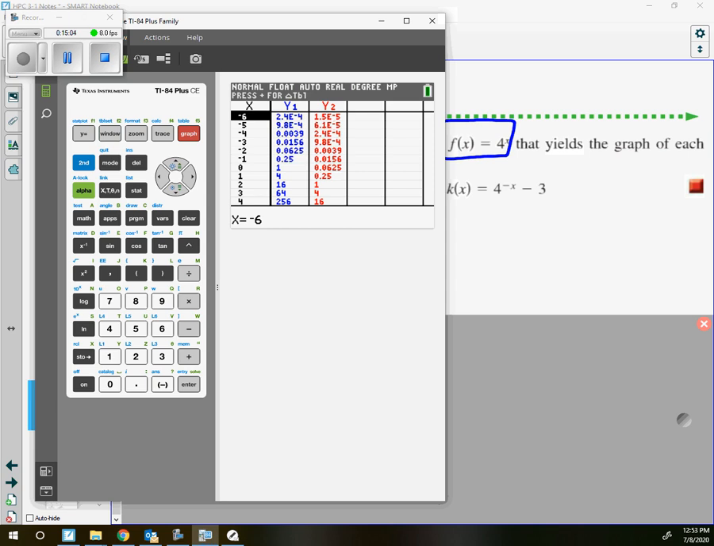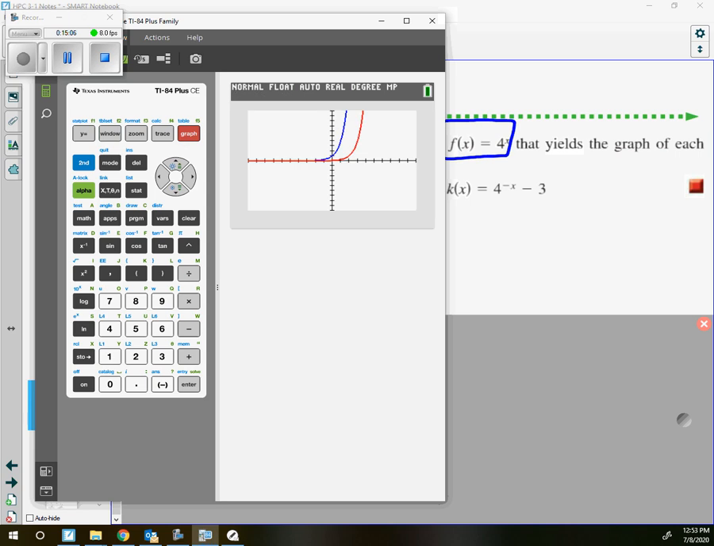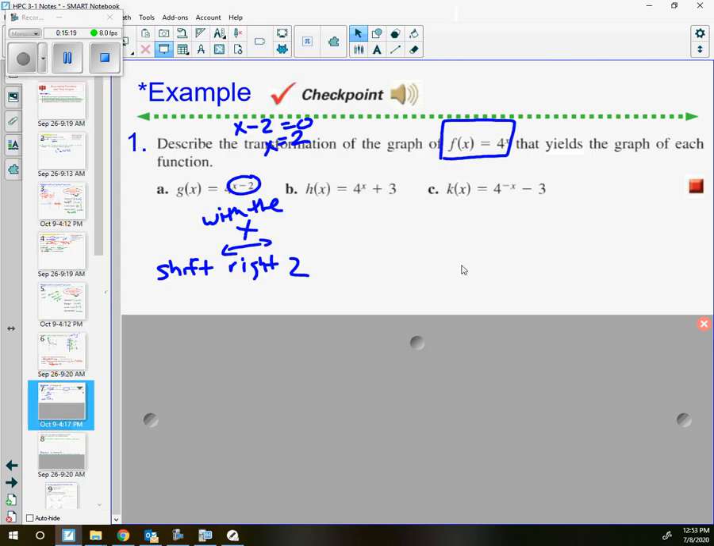So 2, 1, look at the red there. Notice how small those numbers get really, really quick. So the y-intercept is going to change. It's going to be crossing the y-axis a lot lower because I shifted the whole graph over. But notice the horizontal asymptote does not change if you slide left or right. Okay, take a look at the next one.